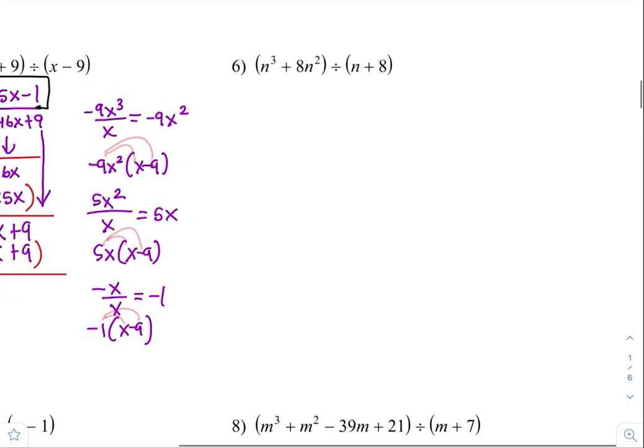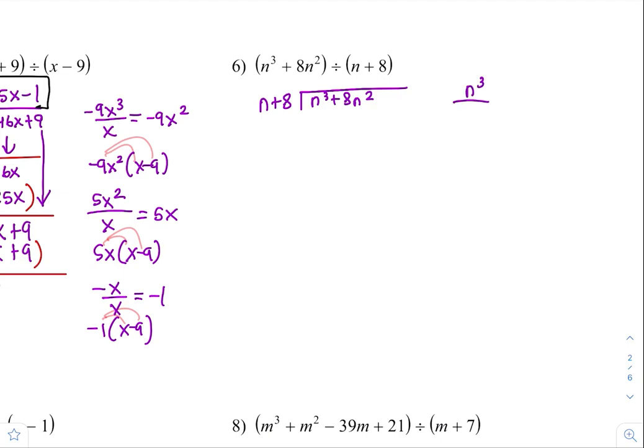All right, number 6. Same deal, so this is on the outside of the division sign. So 9n to the third plus 8n squared divided by n plus 8. All right, so what's the highest degree in the division symbol? That's n to the third, divided by the highest degree on the outside of the division symbol, which is n. N to the third over n is n to the second.